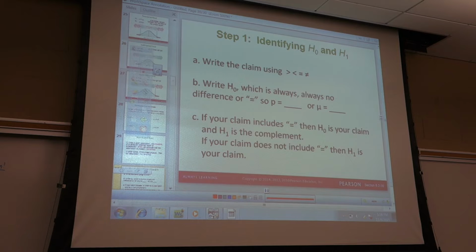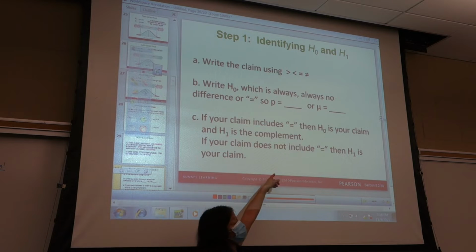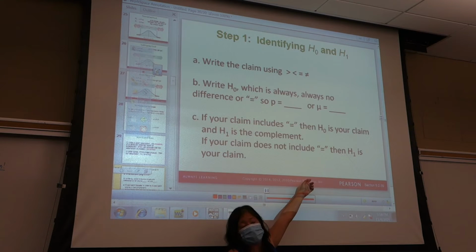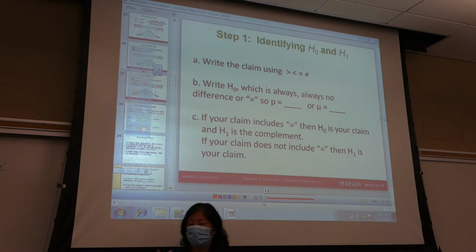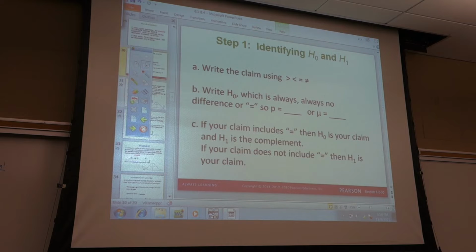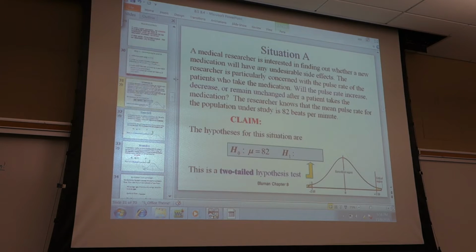And then, if your claim includes equals, then H0 is your claim, and H1 will be the opposite of that. But if your claim does not include equals, then H1 becomes your claim, because one of them has to be your claim, either H1 or H0. So if H0 is not your claim, then H1 needs to become your claim. Let me show you an example. We're actually going to give you 3 examples.